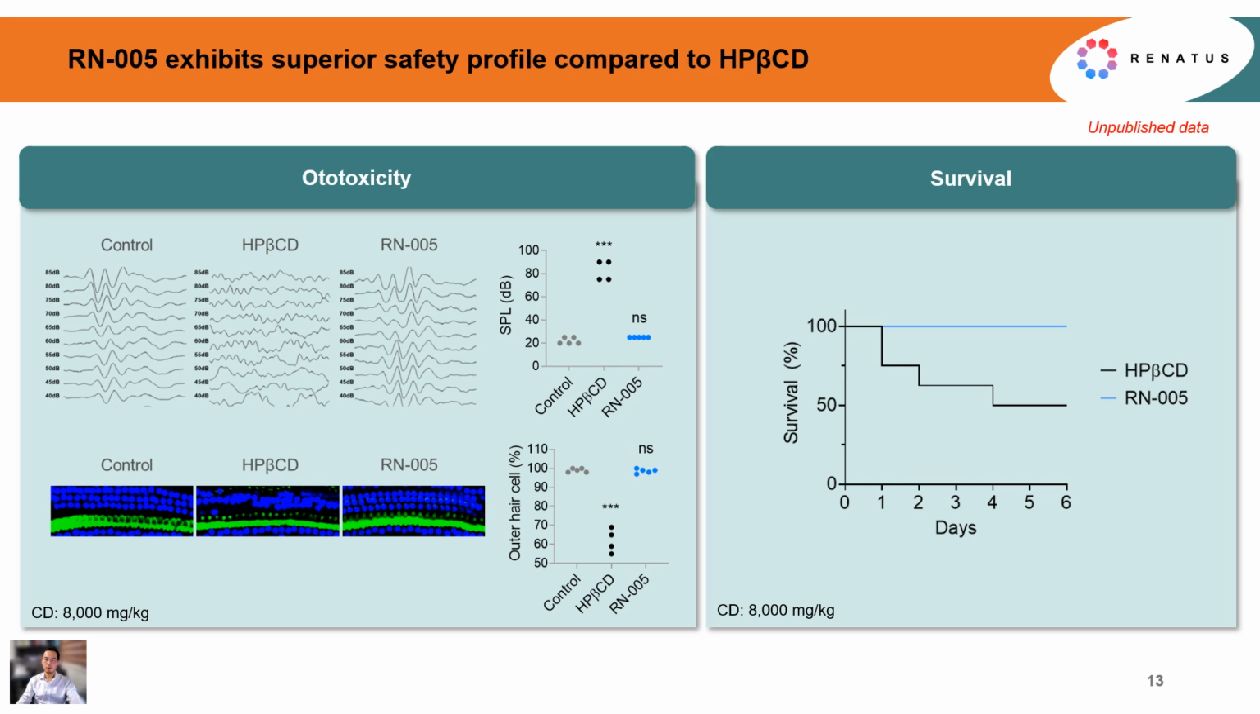Ototoxicity is the dose-limiting toxicity of hydroxypropyl beta-cyclodextrin. It elevates the hearing threshold and causes outer hair cell loss in the cochlea, which is not reversible even after stopping the treatment. Iron 5 treatment at the same dose does not induce such an effect. Even at an approximate lethal dose of hydroxypropyl beta-cyclodextrin, Iron 5 causes no mortality, showing its superior safety.